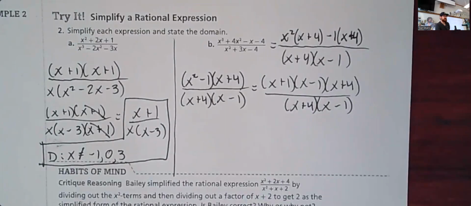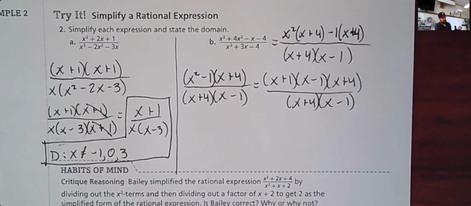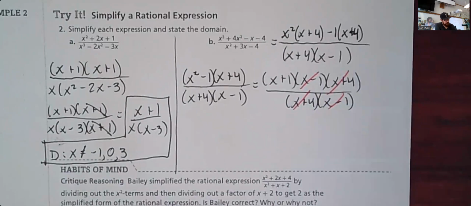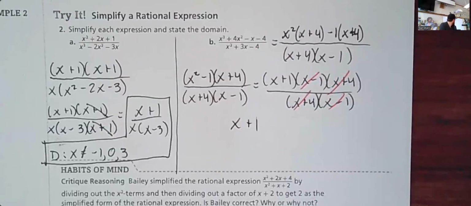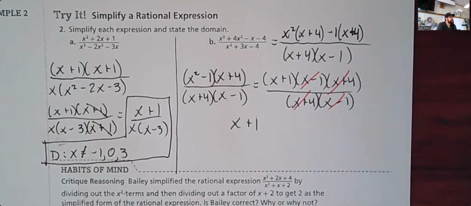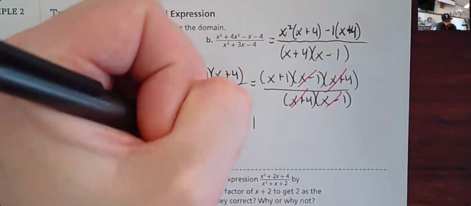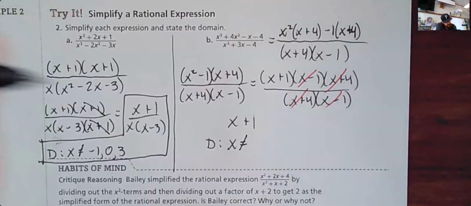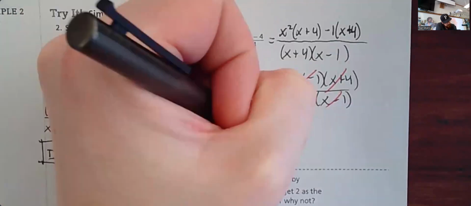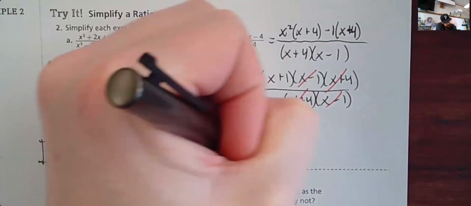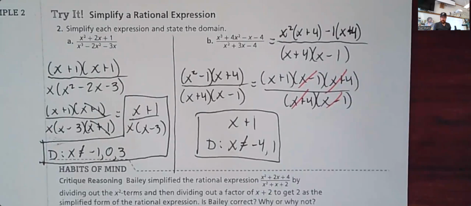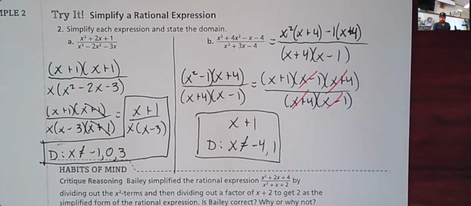And so almost everything cancels out on this problem. The x minus 1s cancel, the x plus 4s cancel. And we're left with x plus 1. With a domain of all real numbers except for x is not equal to -4 or 1. Any questions on those?